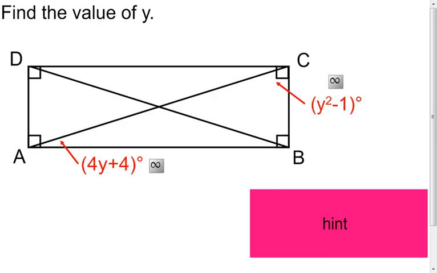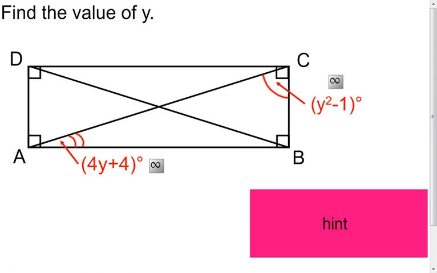Next, this one, taking a couple different things, a little bit of the old, a little bit of the new, we're going to put them together. Now in this one, notice the y squared minus 1 is this angle, and the 4y plus 4 is this angle. And we want to figure out what is the value of y.